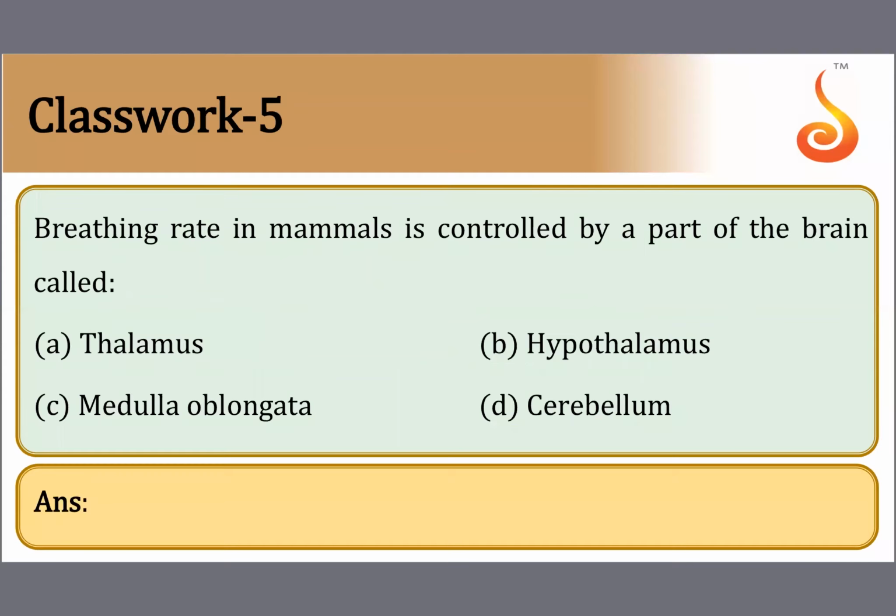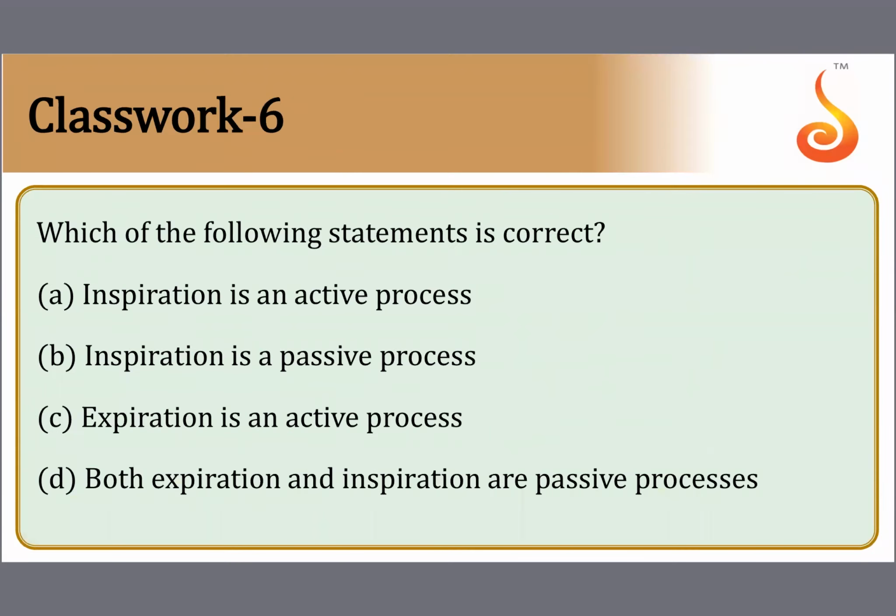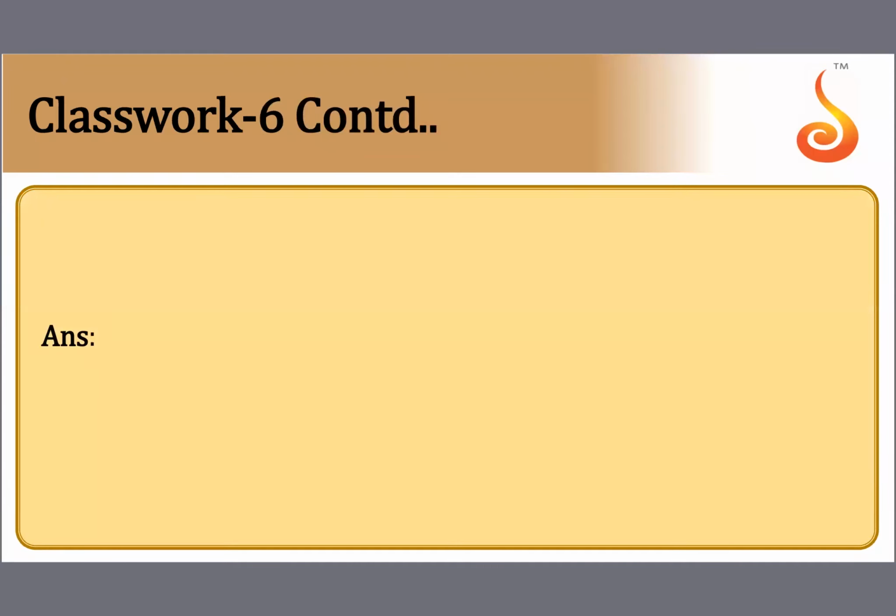Breathing rate in mammals is controlled by a part of the brain. So which part of the brain controls the breathing rate? Yes, it is your medulla oblongata. So I would like to tell you something more about this. Let me find a slide which has some more space in it. I'll come back to the sixth question. Okay, so we have some space here.